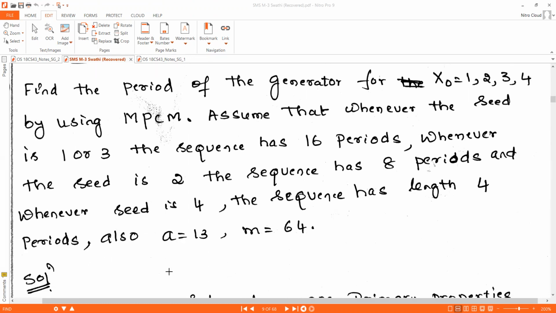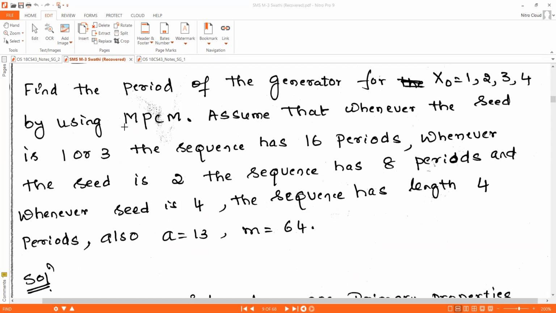Okay, we'll see the next problem. Take down this next problem. Find the period of the generator for x0 equal to 1, 2, 3, 4. Okay, here they are asking us to find the period of the generator. For x0 equal to 1, we need to find the random numbers. X0 equal to 2, we need to find the random numbers. X0 equal to 3, we need to find the random numbers. X0 equal to 4, we need to find the random numbers.